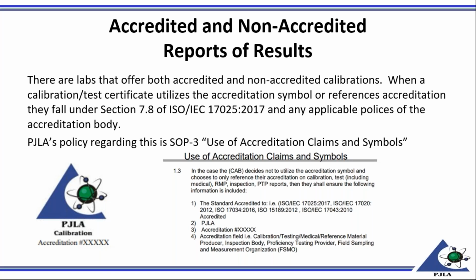Now, PJLA's policy regarding this is SOP-3, the use of accreditation claims and symbols. Any of the other accreditation bodies will also have similar procedures or policy statements covering this. This is kind of an ILAC requirement, so you're going to see this no matter what, but ours is the SOP-3. And this gives specific guidance of what we're going to accept, what we're not going to accept, and how to utilize that. So just be aware that is also, again, freely available on our website, in our documents. And there they go into very specific aspects of that.